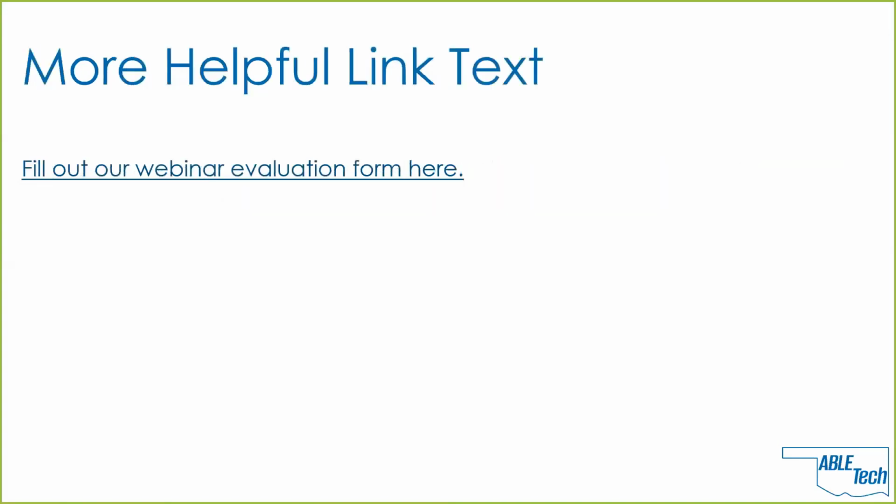So instead, link text that describes what happens when I follow the link might be: fill out our webinar evaluation form here. That tells me what happens when I follow the link. In this case, since I had a ridiculously long website address, it also cleans that up and uses a lot less real estate. So for the web, for say a web page, this is the way to go. For Word documents, there are some other things we need to keep in mind.